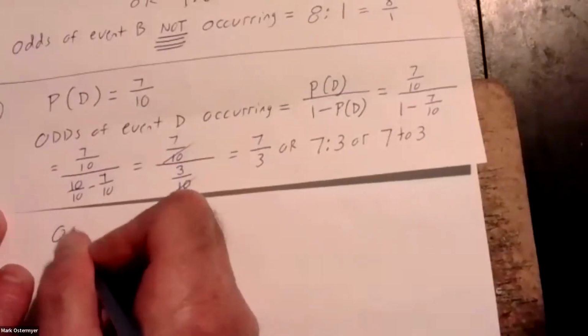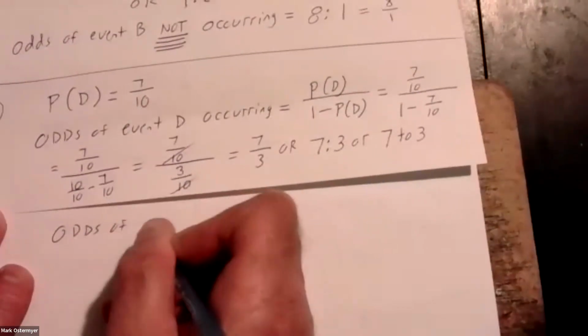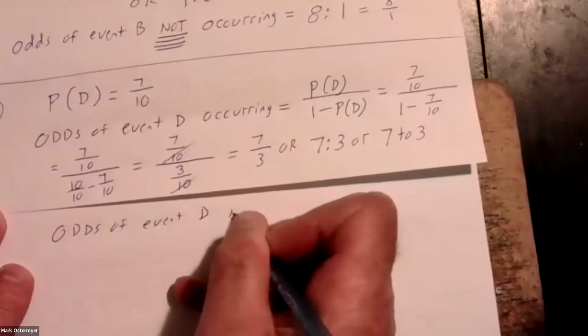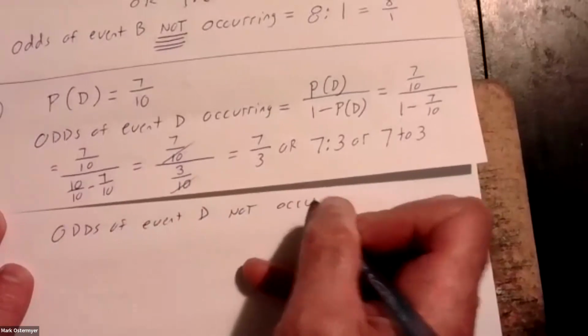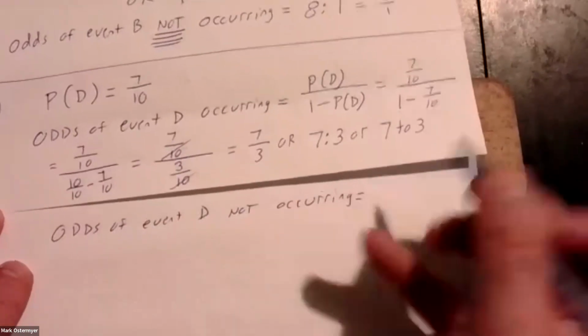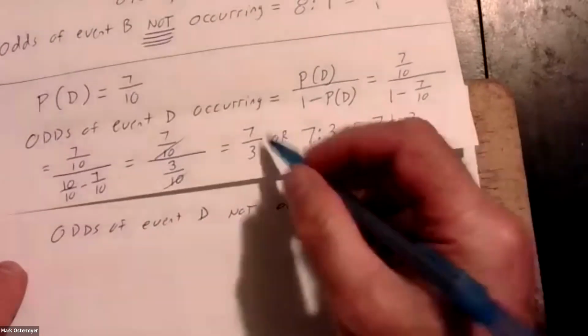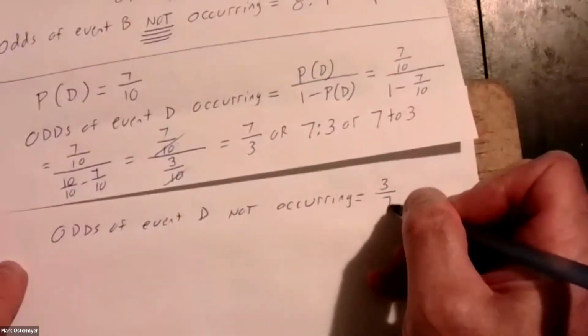What would it be? 3 to 7. It's as simple as that. So the odds of event D not occurring is equal to the reciprocal of this. Just flip it upside down, 3 to 7.